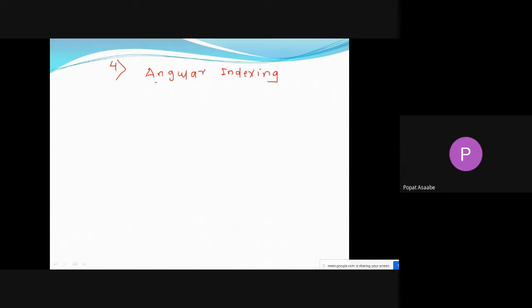Okay, angular indexing. This is the very simple and last method. What is the use of that angular method? Suppose we want to generate any keyways, or any slots in an angular manner.